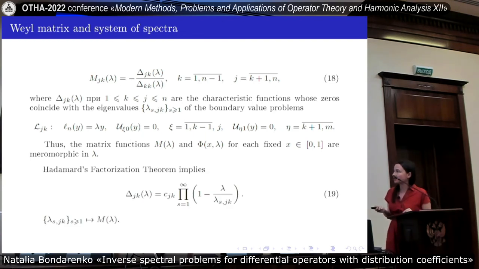Also, by using Hadamard's factorization theorem, we can construct the functions delta gk from the zeros. The coefficients c, gk can be determined from the structure of the boundary conditions. So, in fact, if we have the eigenvalues, we can find these functions and then find the elements of the Weyl matrix.